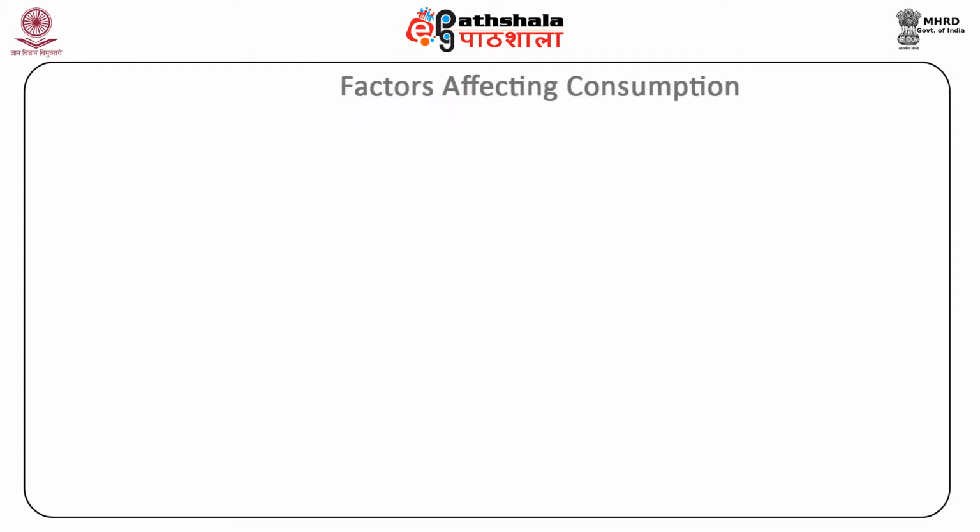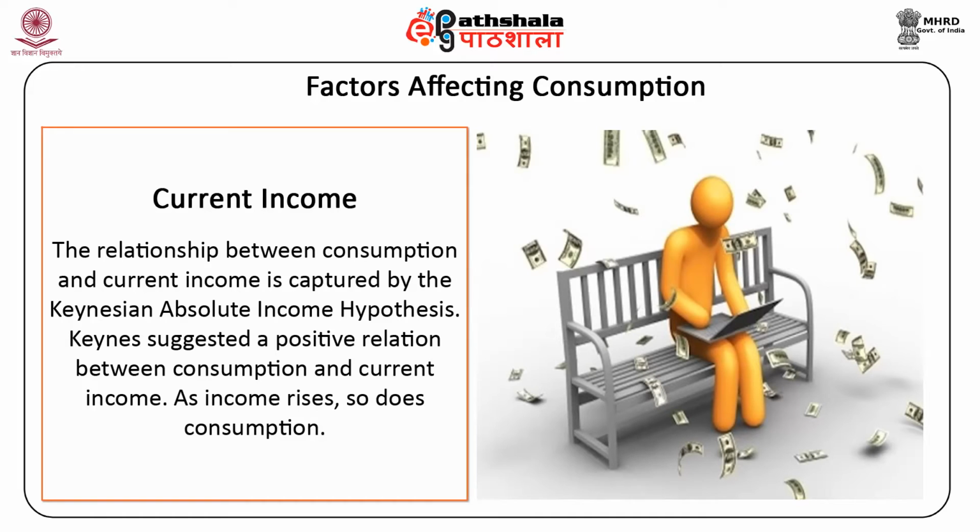Now, we will discuss the factors that affect consumption. Consumption decisions depend on a number of factors such as current income. The relationship between consumption and current income is captured by the Keynesian absolute income hypothesis. Keynes suggested a positive relation between consumption and current income. As income rises, so does consumption. This is a movement along the consumption curve that depicts the relation between consumption and income. Change in the factors other than the income mentioned above result in a shift of the consumption curve.